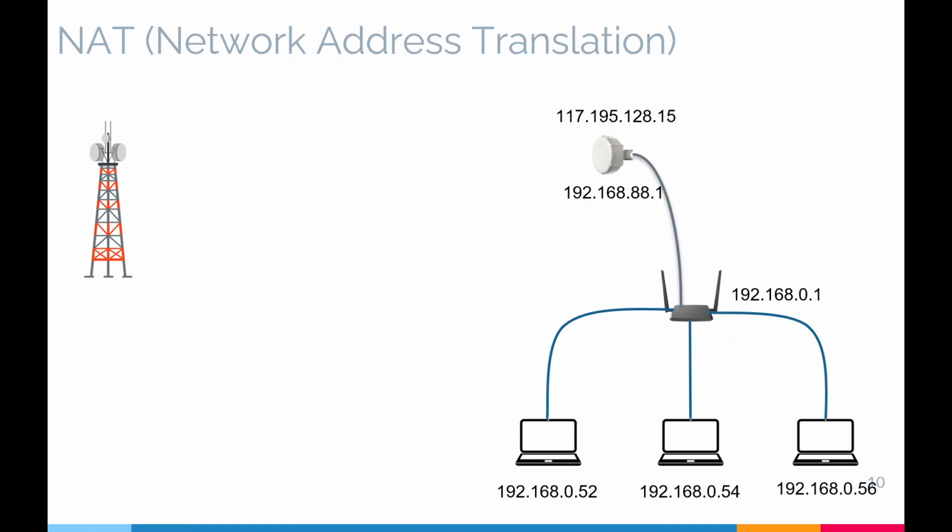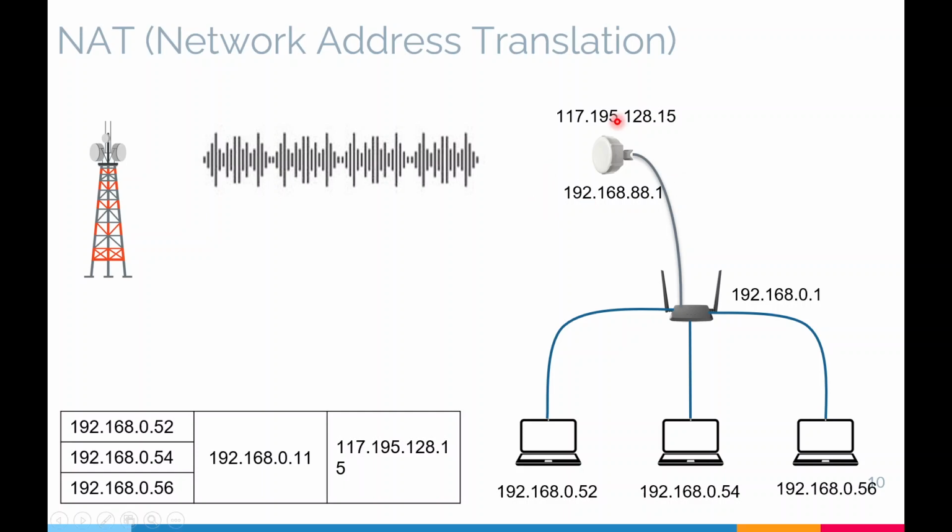The IP address that would be visible to the other systems on the internet would be this IP address, 117.195.128.15. The moment any response is received back, this router will check the routing table. This is how the routing table looks like. This router knows that the request for youtube.com came from this IP address, so it sends it back.